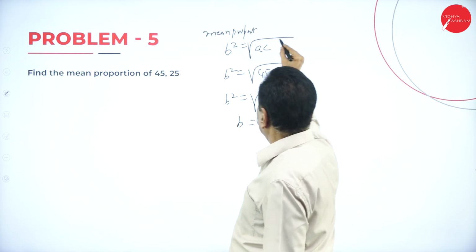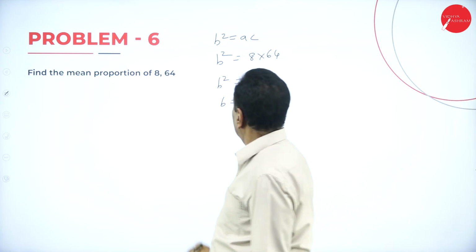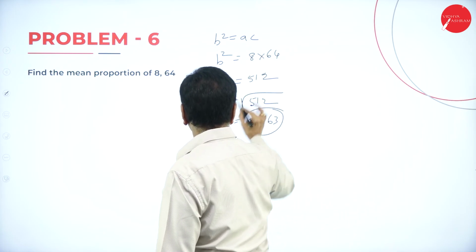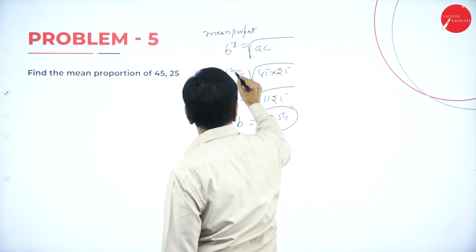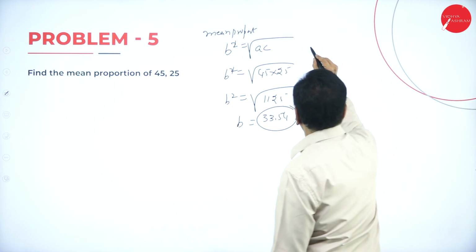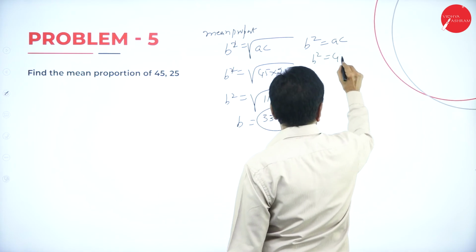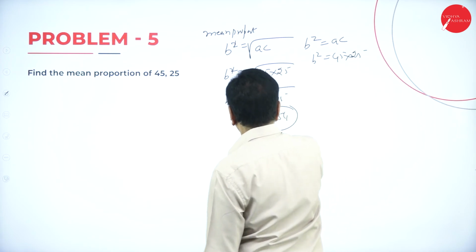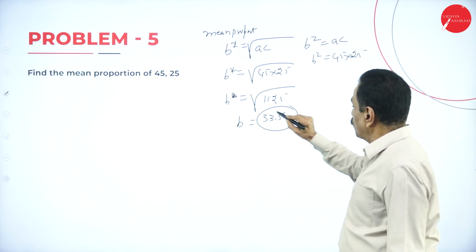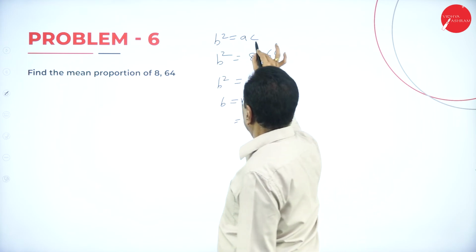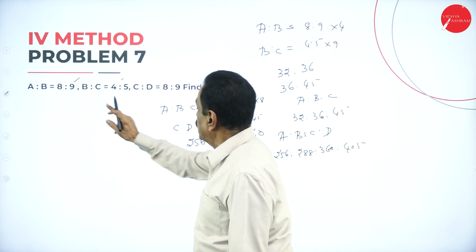Then mean proportion, B square is the root of AC. B square root of 45 into 1000. Then B square is equal to AC. B square equal to 5, B is equal to root of 512. This is B is equal to root of this. This can be written as B square is equal to AC. B square is equal to 45 into 25. B is equal to root of 1125. This is a value. Same thing, B squared is equal to AC, B squared equal to 512, B is equal to root of this.